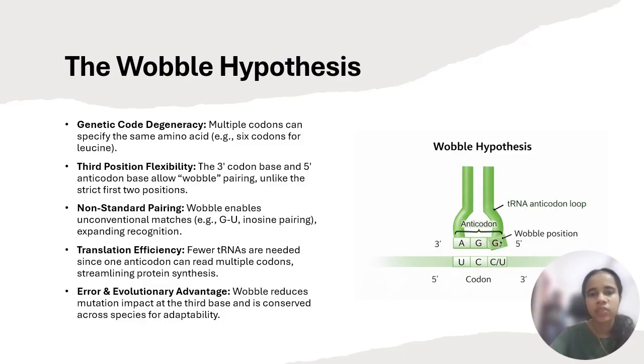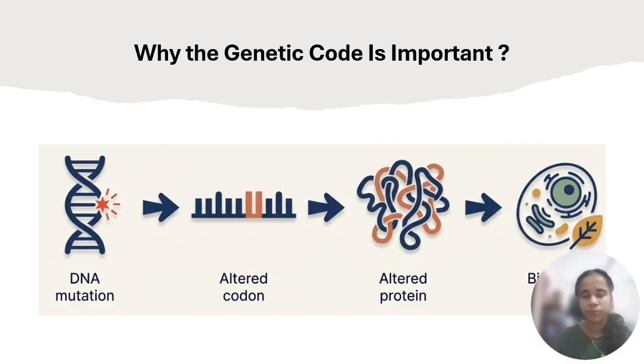This explains why the genetic code is degenerate. It also makes translation more efficient because fewer tRNAs are needed. At the same time, wobble reduces the impact of small mutations, especially at the third position. So this gives not just flexibility, but it adds efficiency and stability to the genetic code.